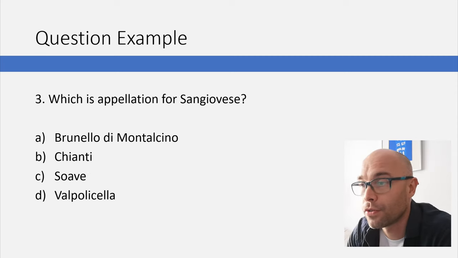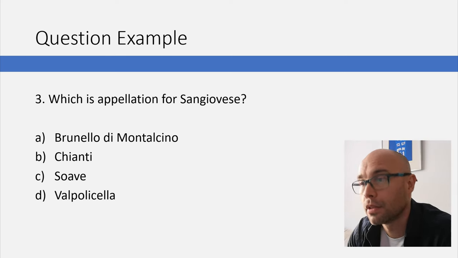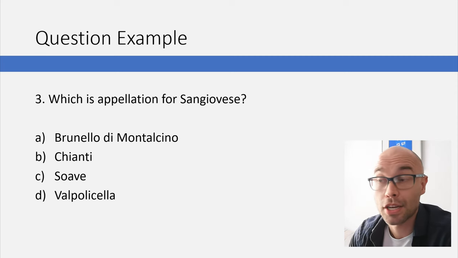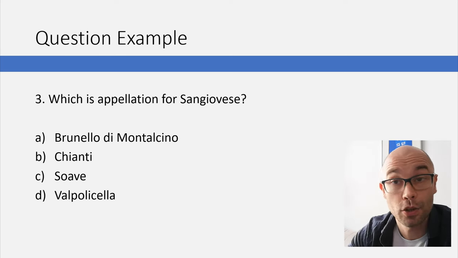Which is appellation for Sangiovese? Brunello di Montalcino, Chianti, Soave, Valpolicella. My apologies for this. There are actually two appellations that are connected with Sangiovese. It's Chianti and Brunello di Montalcino.